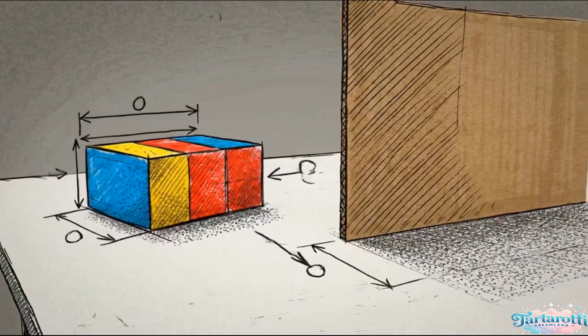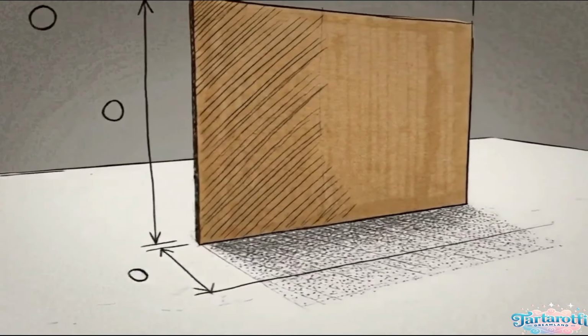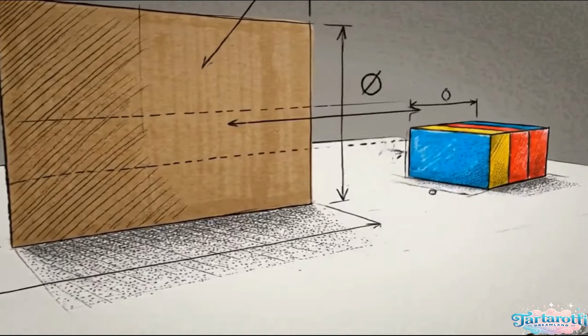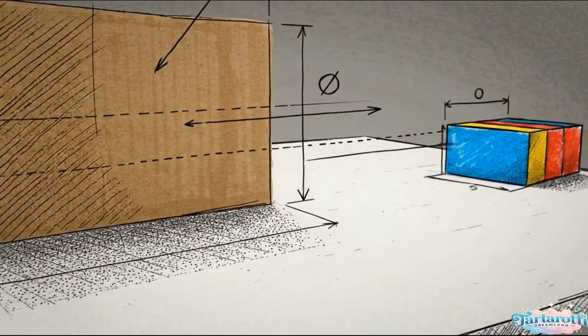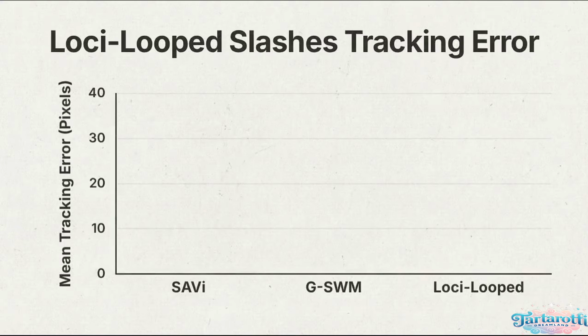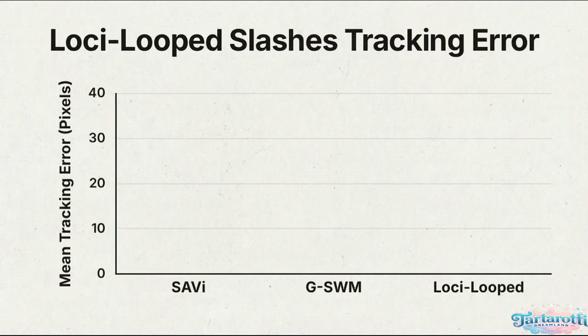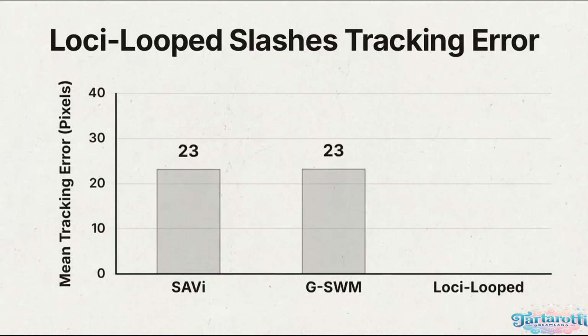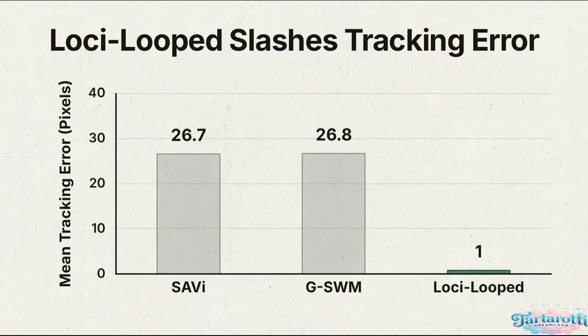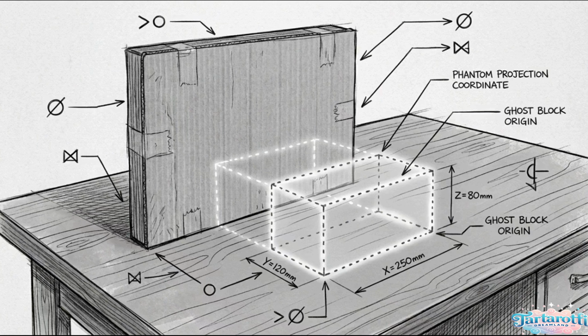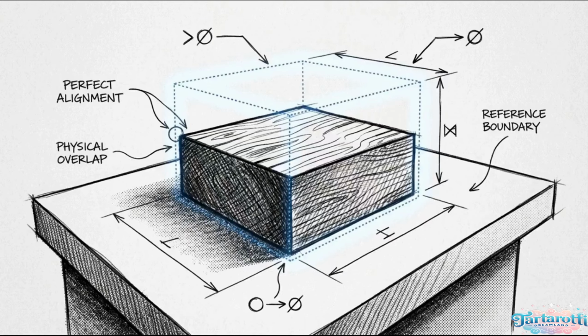To stress test this architecture, researchers ran Loci-Looped through the Adept dataset vanish scenario, tracking objects as they move behind extended physical occlusions. This bar chart compares the tracking error metrics across different architectures. Older models like Savvy and G-SWAM show massive error bars exceeding 26 pixels. Loci-Looped displays a tracking error of just 2.6 pixels. A 2.6 pixel tracking error means the model successfully and autonomously anticipates the exact frame and location of an object's reappearance from behind a screen.